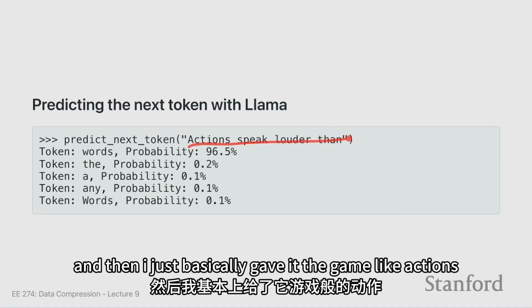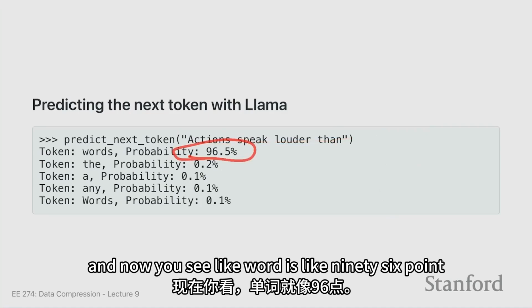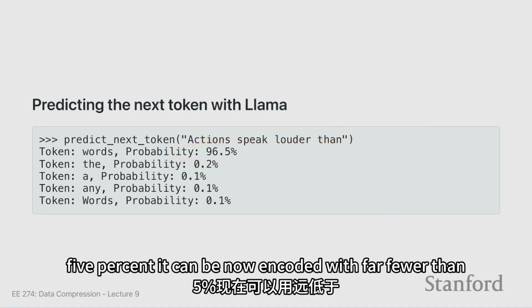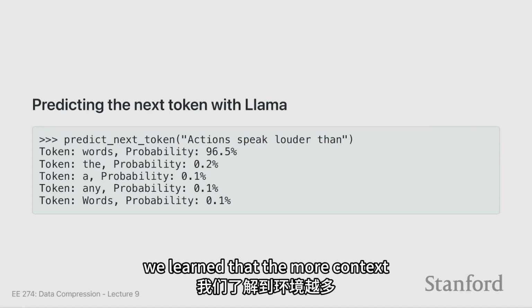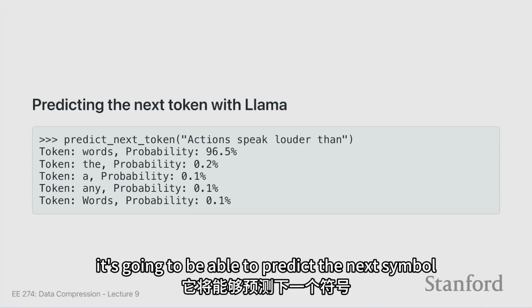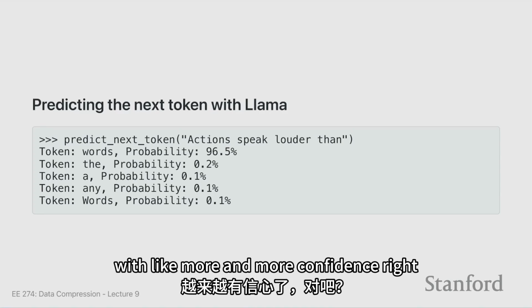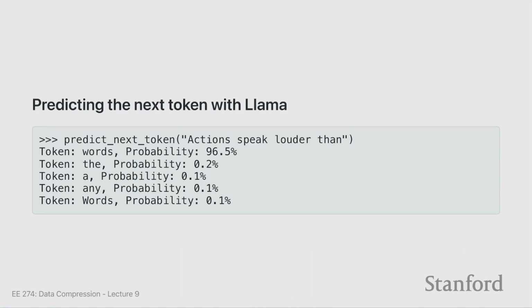And then I gave it the full phrase, "actions speak louder than", and now you see "words" is 96.5%. It can now be encoded with far fewer than 1 bit. So what did we learn? We learned that the more context you give to a model, if it's a good model, it's going to be able to predict the next symbol with more and more confidence, and therefore it will incur fewer bits when you try to compress with that model.